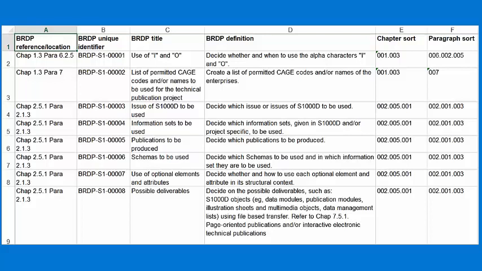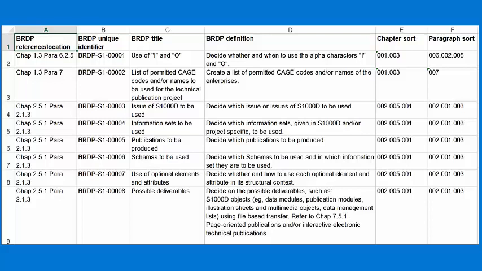And of course, not every decision is something that you need for your project, right? Correct. So what you need to do is literally look at each of those decisions. And they've given a definition, so you can go, oh, I don't think it applies to us. And if it does, go to the chapter that they've indicated in the spec. So things such as BRDP decision 1 is use the I and O. So decide whether or when to use the alpha characters I and O. Okay, now what are we talking about? Let's go to chapter 1.3.